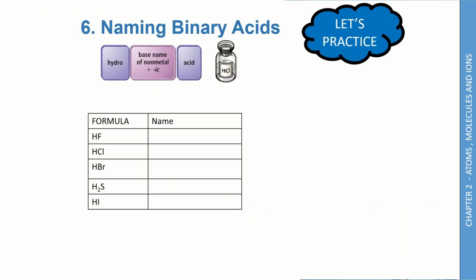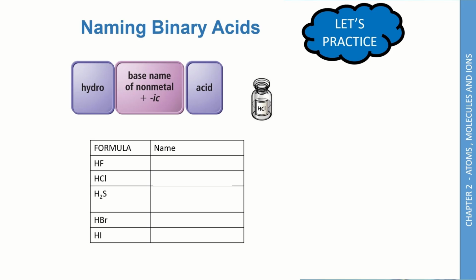Let's test your knowledge over here. So we have HF over there. What is that? Hydrofluoric acid. What is the second one? Hydrochloric acid. Third one, hydrosulfuric acid, hydrobromic acid, and hydroiodic acid.